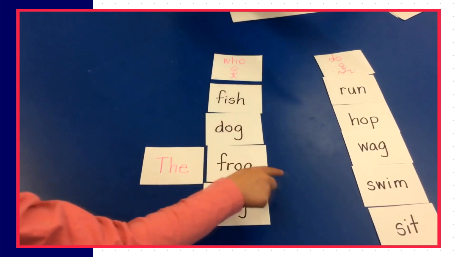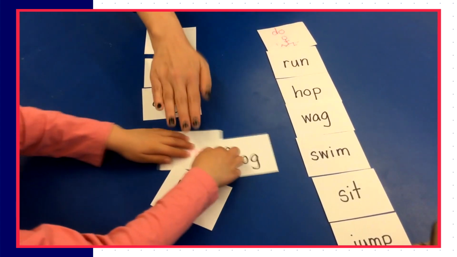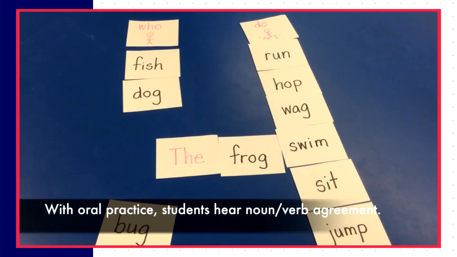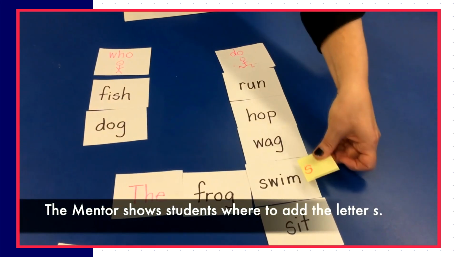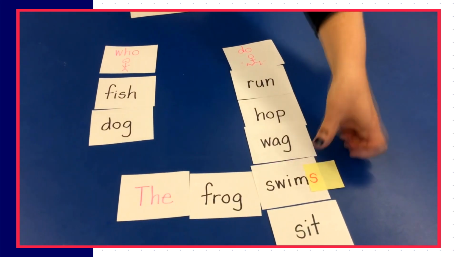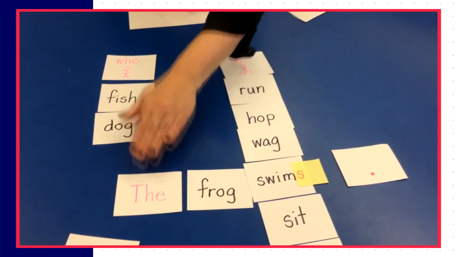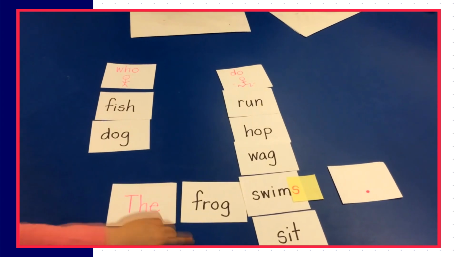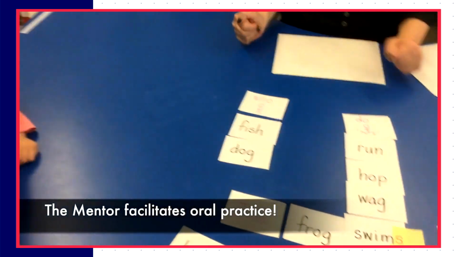Now say this. The frog swims. Good. And look what you said, swims, and that's so great. Guess what I have? I have your S there because we don't say the frog swim, we say the frog swims. And then what do you think is on my last card? Period. All right, can you say your sentence now? The frog swims. Have your students say it. You're the teacher. Say, okay, everybody say the sentence.